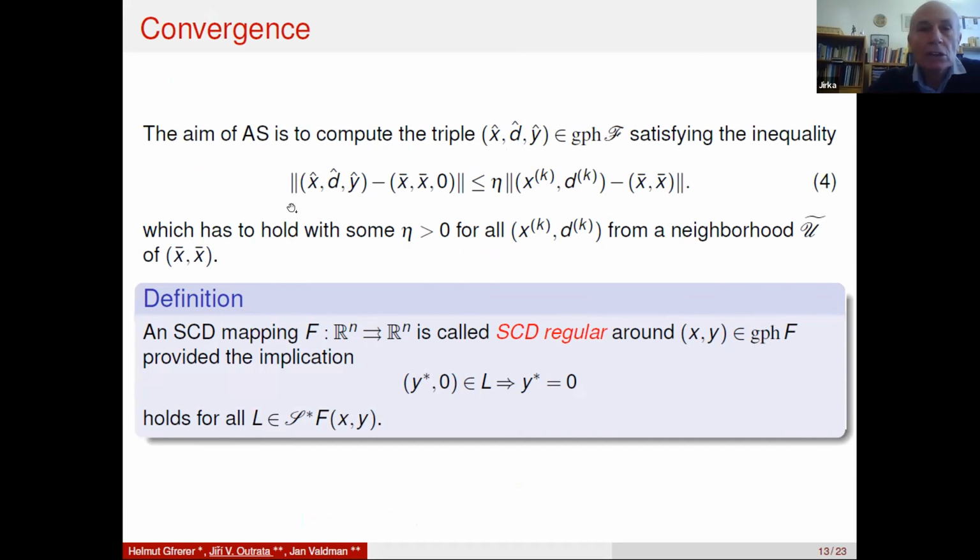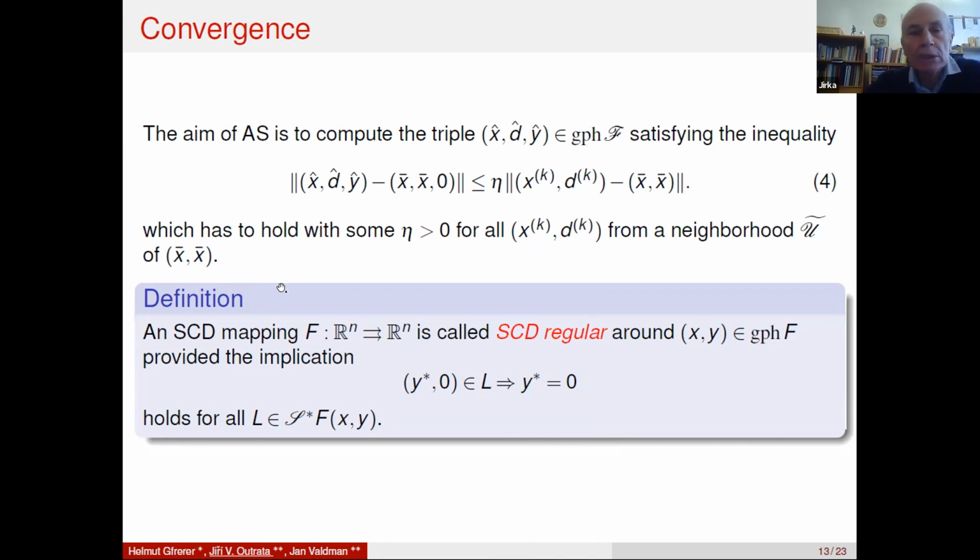And now, concerning the convergence, I would first like to explain the aim of the approximation step. First, we must ensure that these variables x hat, d hat, and y hat belong to the graph of script F. This is very simple. And the other purpose is to ensure that with some positive eta, this inequality here holds for all points xk, dk from a neighborhood of the solution. I forgot to say that if x bar is the solution of the original problem, then x bar is the solution of this expanded, augmented problem.